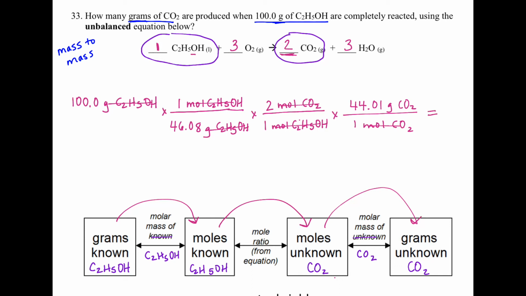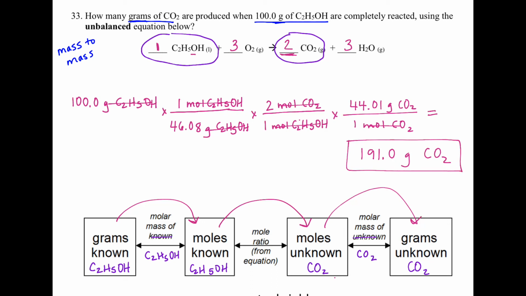To do our math, again, you would do 100 times 1 times 2 times 44.01, get an answer. And then 46.08 times 1, and then you would divide those two values. Okay, so if we do all of that, you would get 191.0 grams of CO2. Okay, so again, there's our mass-to-mass problem.